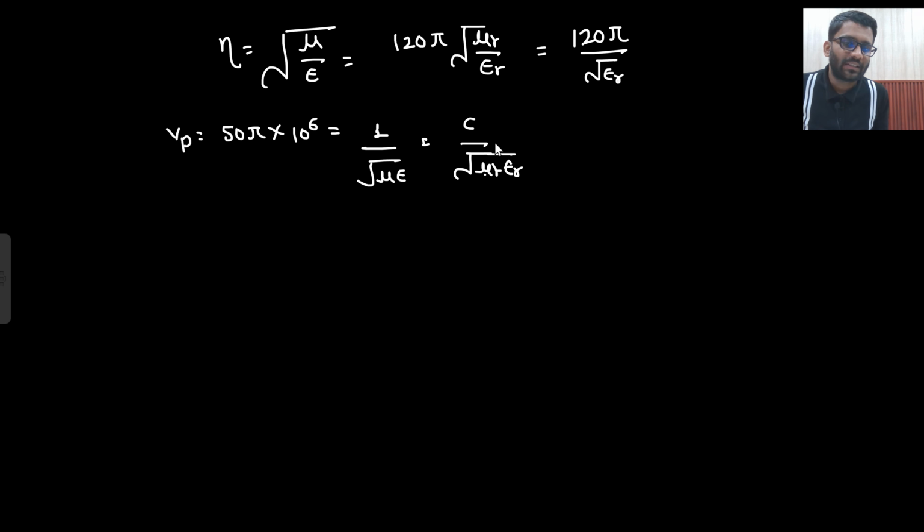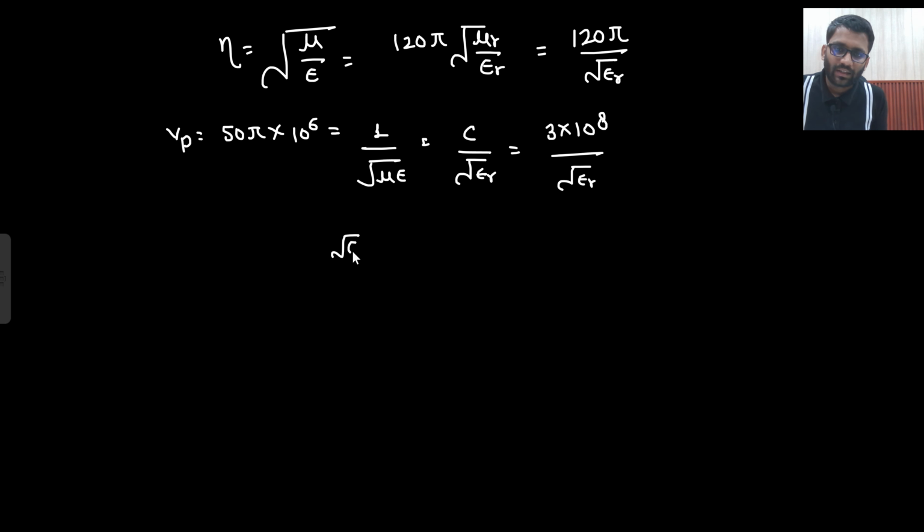I hope you must have seen the summary. In the last lecture, we covered the summary of EM waves. So there I told you these formulas. So this can be written as c upon under root mu r epsilon r, or if mu r is 1, then it can be written as c upon under root epsilon r. What is the value of c? 3 into 10 to the power 8. So from here I am getting the value of under root epsilon r.